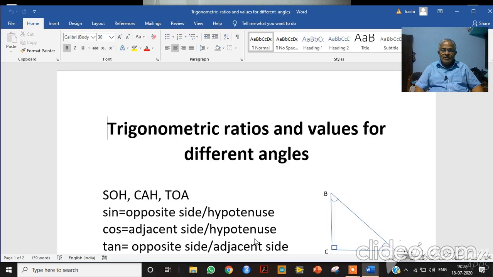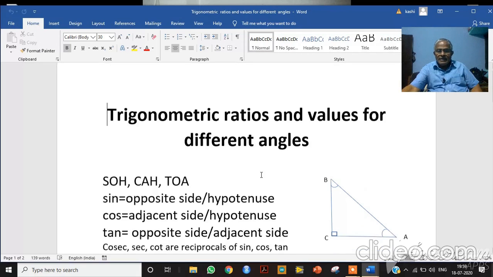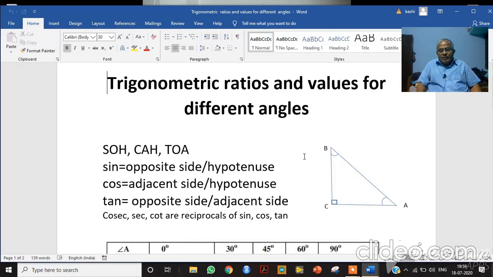Good morning. Today we are going to discuss trigonometric ratios, their definitions, and their values for different angles. These trigonometric ratios have wide applications in physics also. Now we will define them. Trigonometric ratios are of 6 types. They are defined in a right angle triangle only.